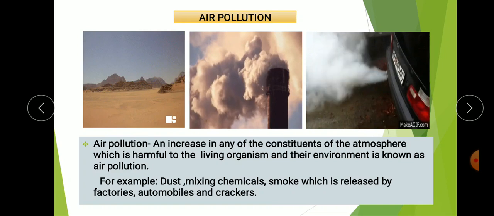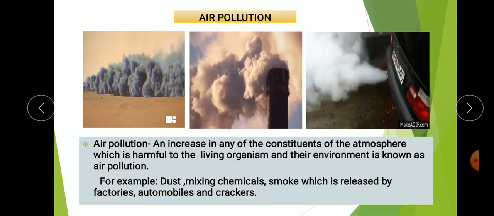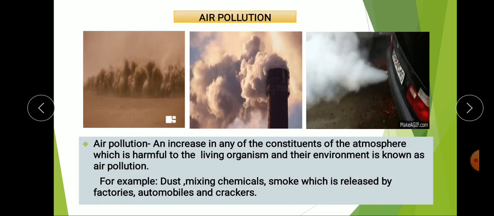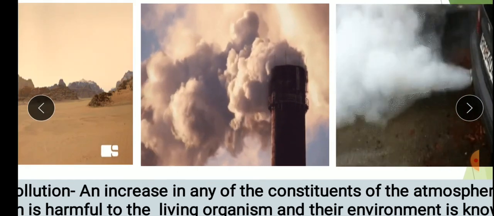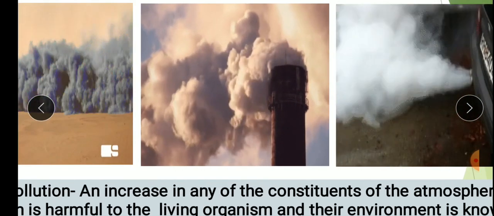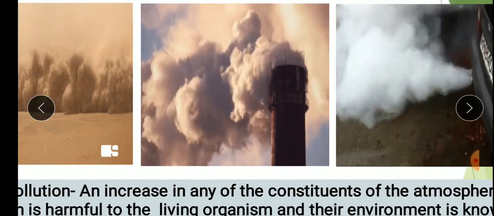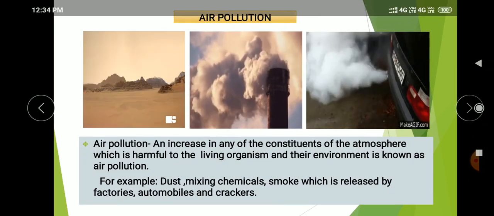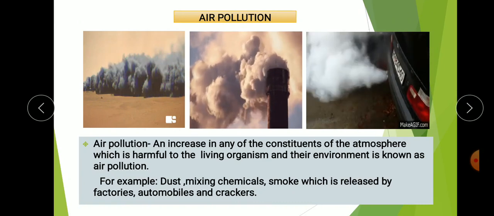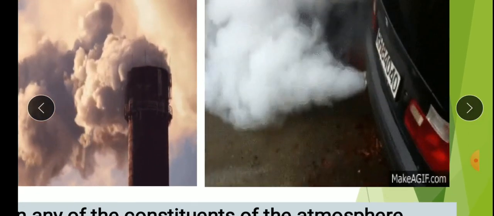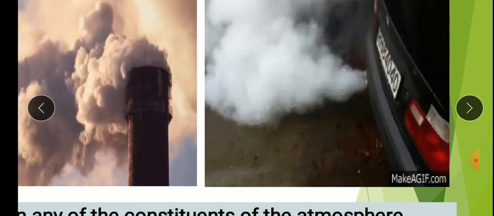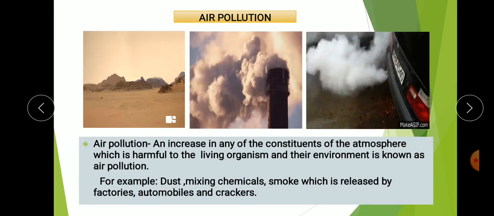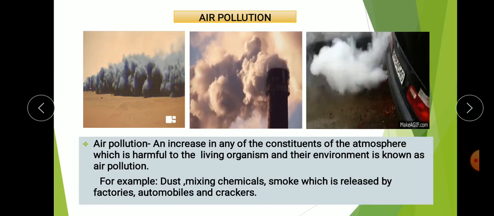Air is polluted. How is it polluted? It is polluted by mixing with chemicals. You can see in the images, students, how factories release harmful gases, which are released in factories, industries, and automobiles. You can see in the third image how the car is releasing harmful gases, automobiles, and dust.